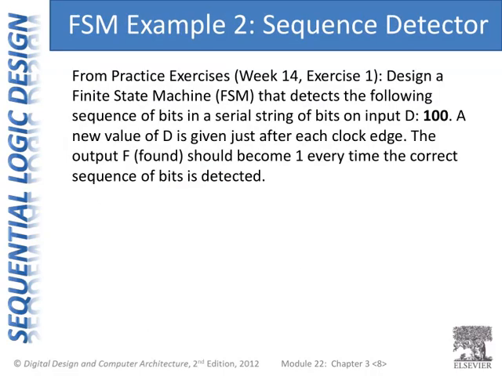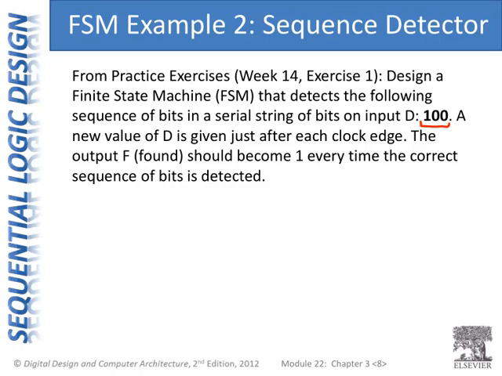So this is the same as exercise 1 from the week 14 practice exercises. We're going to design an FSM that detects the following sequence of bits. In this case, we're going to detect the sequence 1, 0, 0. A new value of D is given just after each clock edge. The output F, the found output, should become 1 every time the correct sequence of bits is detected. So this is called a serial input, D.